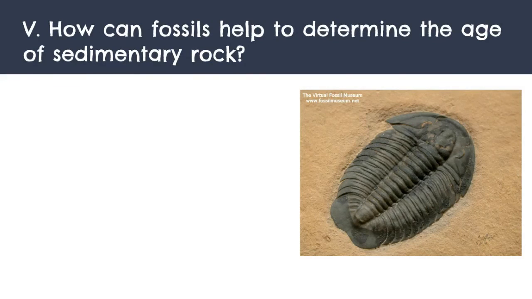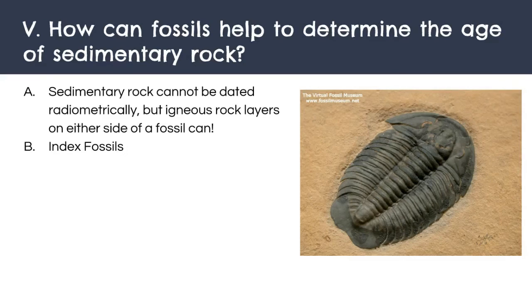So the last concept we got to talk about here are index fossils. How can fossils help to determine the age of sedimentary rock? Well, since sedimentary rock cannot be dated radiometrically, we have to figure out how old the igneous rock around it is. Sedimentary rock, remember, is made up of different bits and pieces of other rock. So we can't gauge the chemical composition. We can't measure how old it is and trust that for the age of when that sedimentary rock formed.